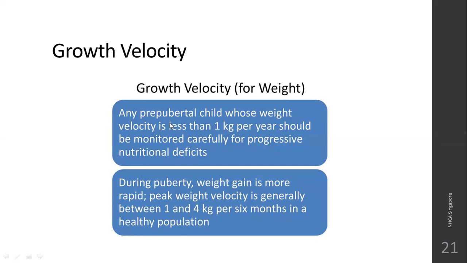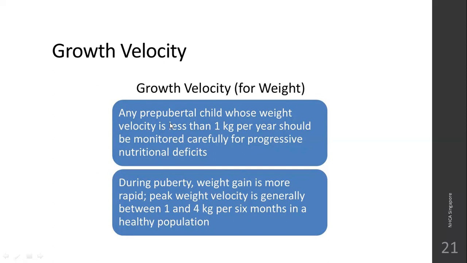Growth velocity for weight. Any pre-pubertal child whose weight velocity is less than 1 kg per year should be monitored carefully for progressive nutritional deficit. Okay, so before the child achieves puberty, on a yearly basis, if the child is not even putting on 1 kg of weight, which means there is some nutritional deficiency.